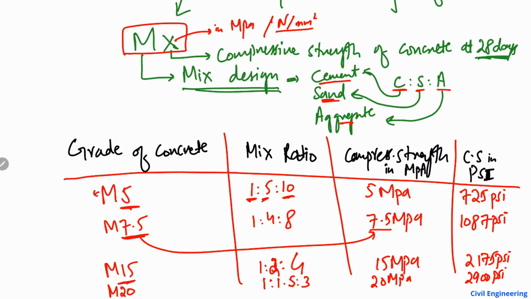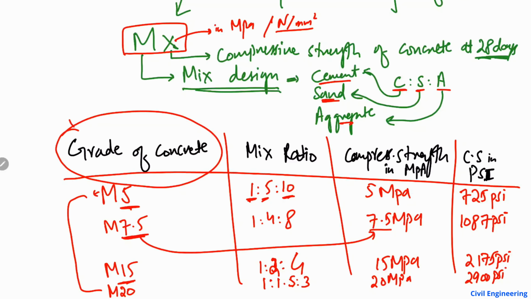So there are also different grades of concrete going on to M25, M30 and so on. But I just want to show you that the grade of concrete is represented by two things here, M and X, where M shows the mixture of the concrete, and the other value X represents the compressive strength of the concrete at 28 days in the unit of megapascal. So this is the way to represent or define the grade of concrete.